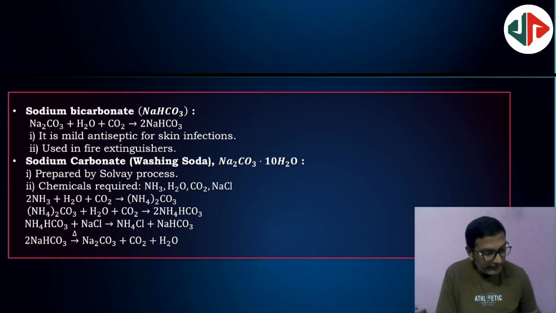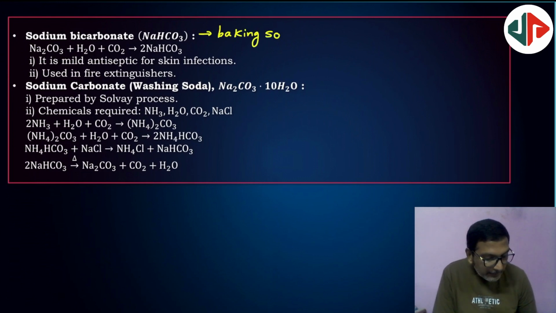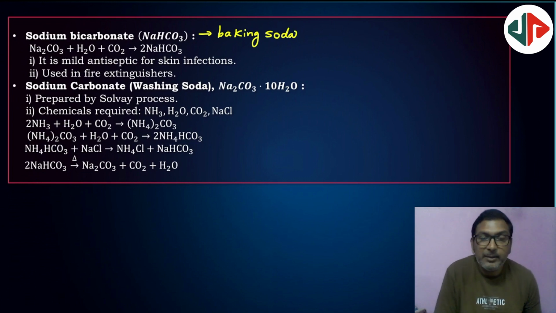Next, sodium bicarbonate and sodium carbonate. Sodium bicarbonate is baking soda. It is used in preparation of baking powder. Na2CO3, sodium carbonate plus H2O plus CO2 gives sodium bicarbonate. It is a mild antiseptic for skin infections. Next, used in fire extinguishers. Soda acid fire extinguishers contain sodium bicarbonate.